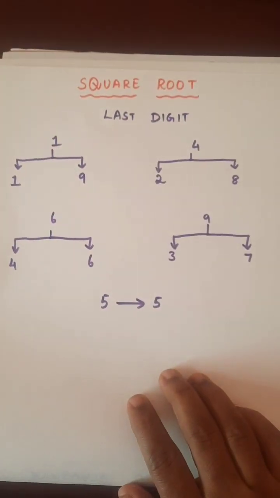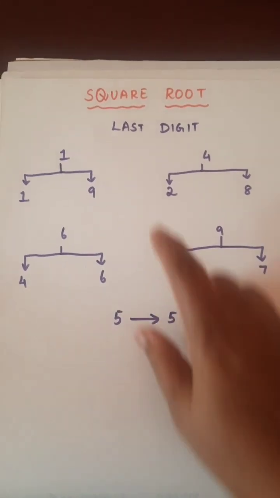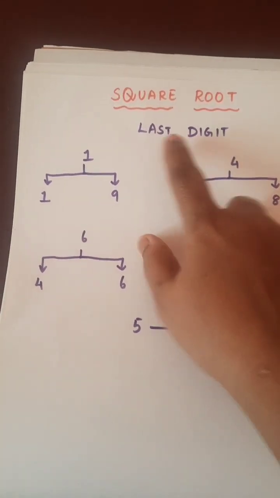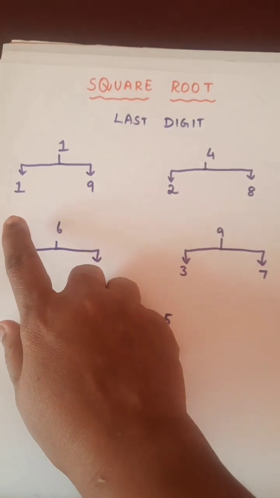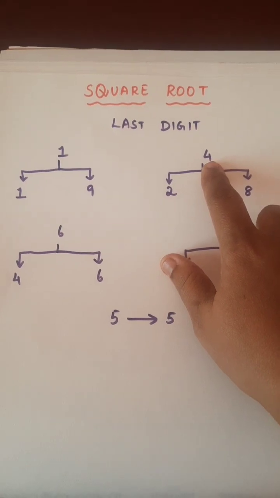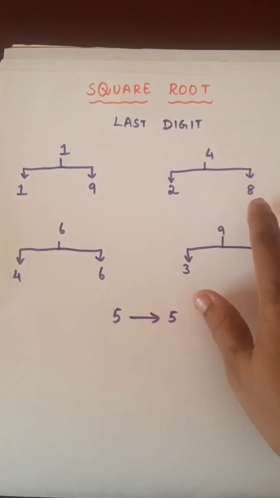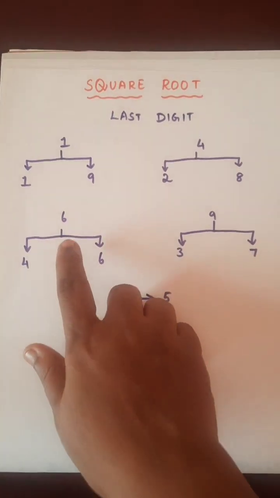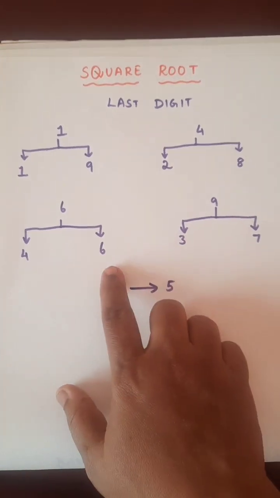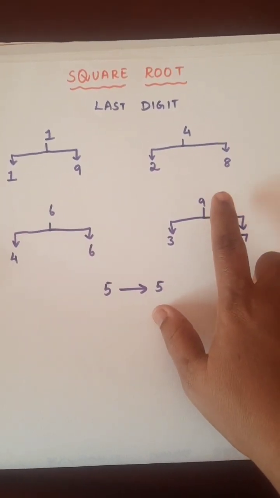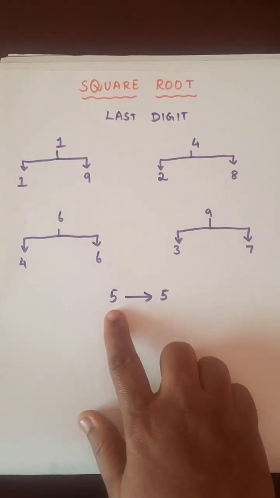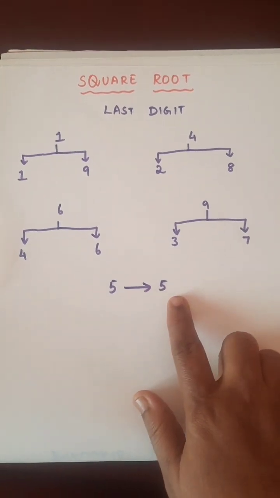And there are some basic rules. If the square number's last digit is 1, then the square root will end with 1 or 9. If the square number's last digit is 4, then the square root will end with 2 or 8. Same way, if the square number ends with 6, the last digit of the square root will be 4 or 6. If the square number ends with 9, then the square root will end with 3 or 7. If the square number ends with 5, then the square root will end with 5.